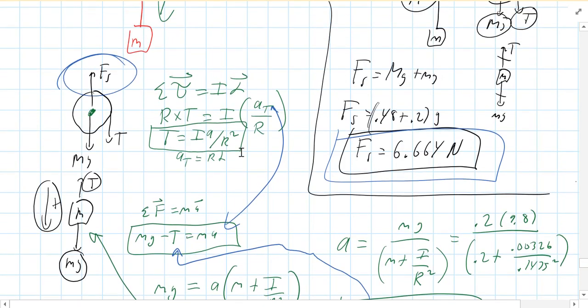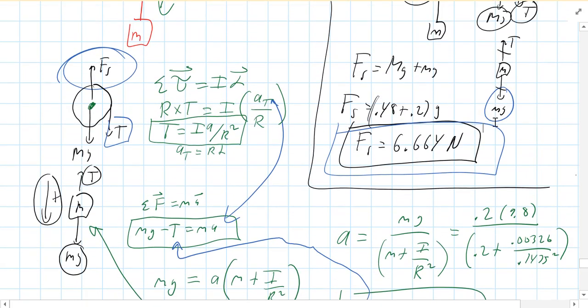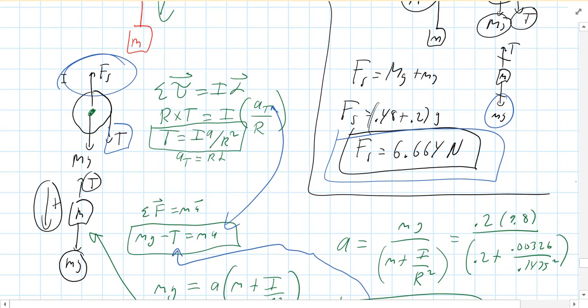Well, what's the only thing that's changed? Well, our tension has changed. Before it was equal to little mg. It would be 1.96 newtons. Well, now it's only 0.84 newtons, so it's gotten less. Okay, so right away I know the answer to my question. The scale force is going to be less than it was before.